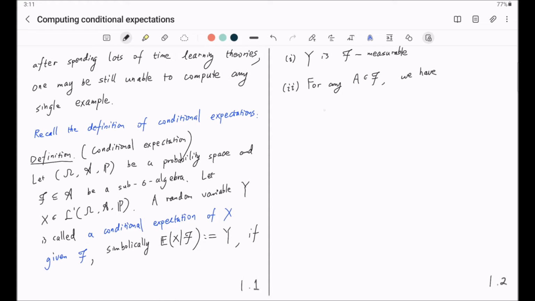we have the expectation of X restricted to A is equal to the expectation of Y restricted to A. We multiply this X and Y by the indicator functions of A. And this really just means the integration of those random variables over the domain A instead of the whole space.